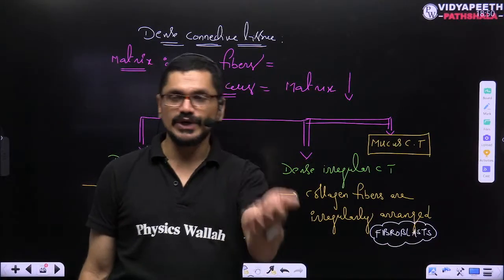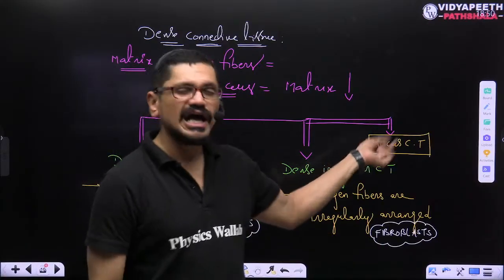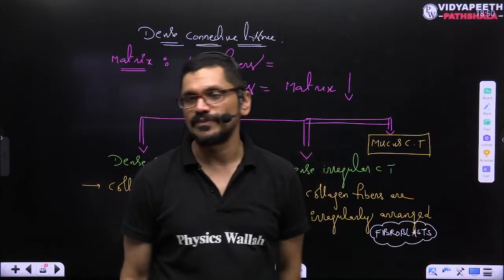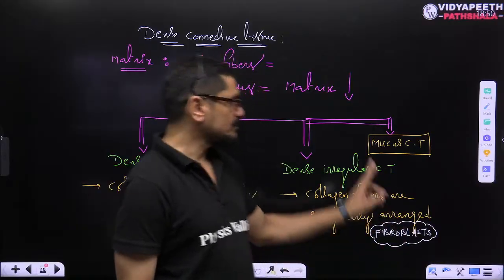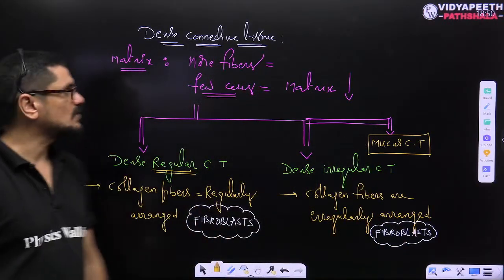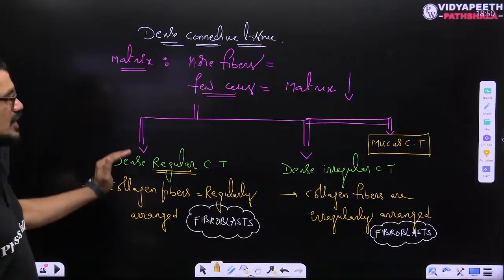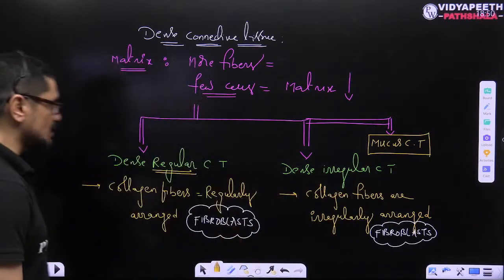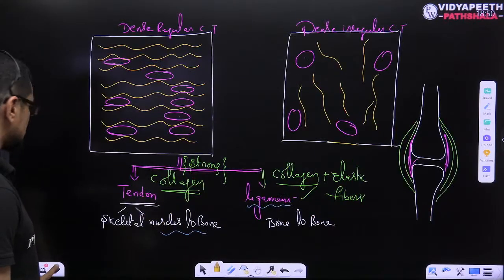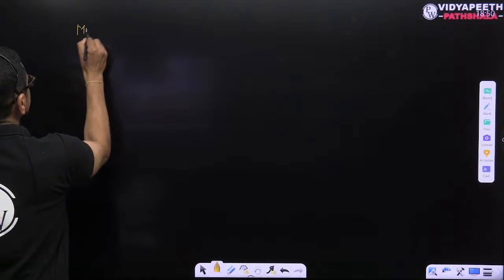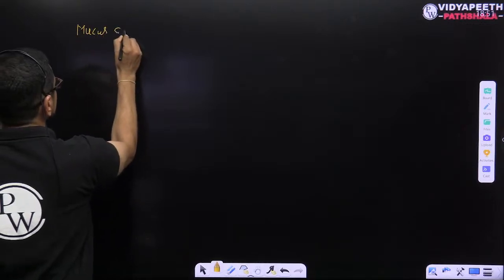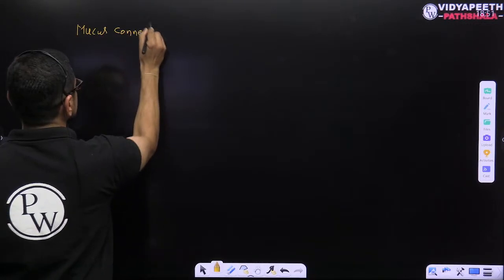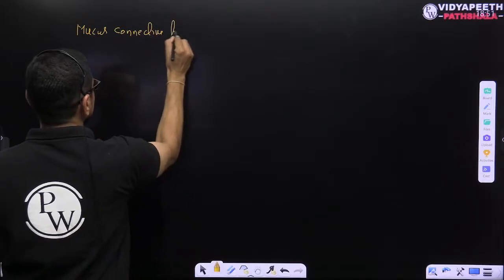But before going to explain that special, I am going to add a small tissue, mucous connective tissue. So this dense connective tissue has dense regular, dense irregular, and now the mucous connective tissue. Let me explain to you about the mucous connective tissue. Let me put the heading here, mucous connective tissue.